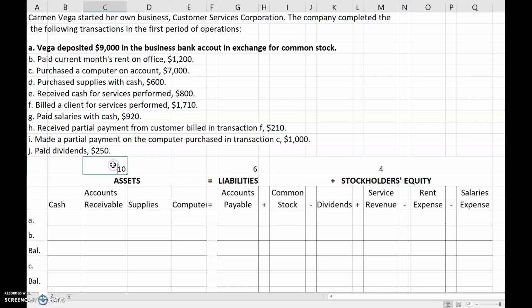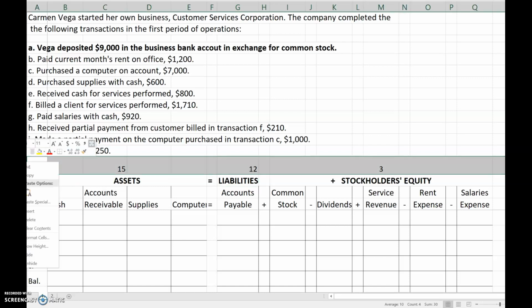Let's say we didn't know what our assets were, but we had liabilities of 5, stockholders' equity of 10, then we would know our assets had to add up to 15, right? Let's say we knew we had assets of 15, we didn't know what our liabilities were, our stockholders' equity was 3, right? We could subtract, we would know our liabilities had to be 12, okay? So that's how our accounting equation works, okay?